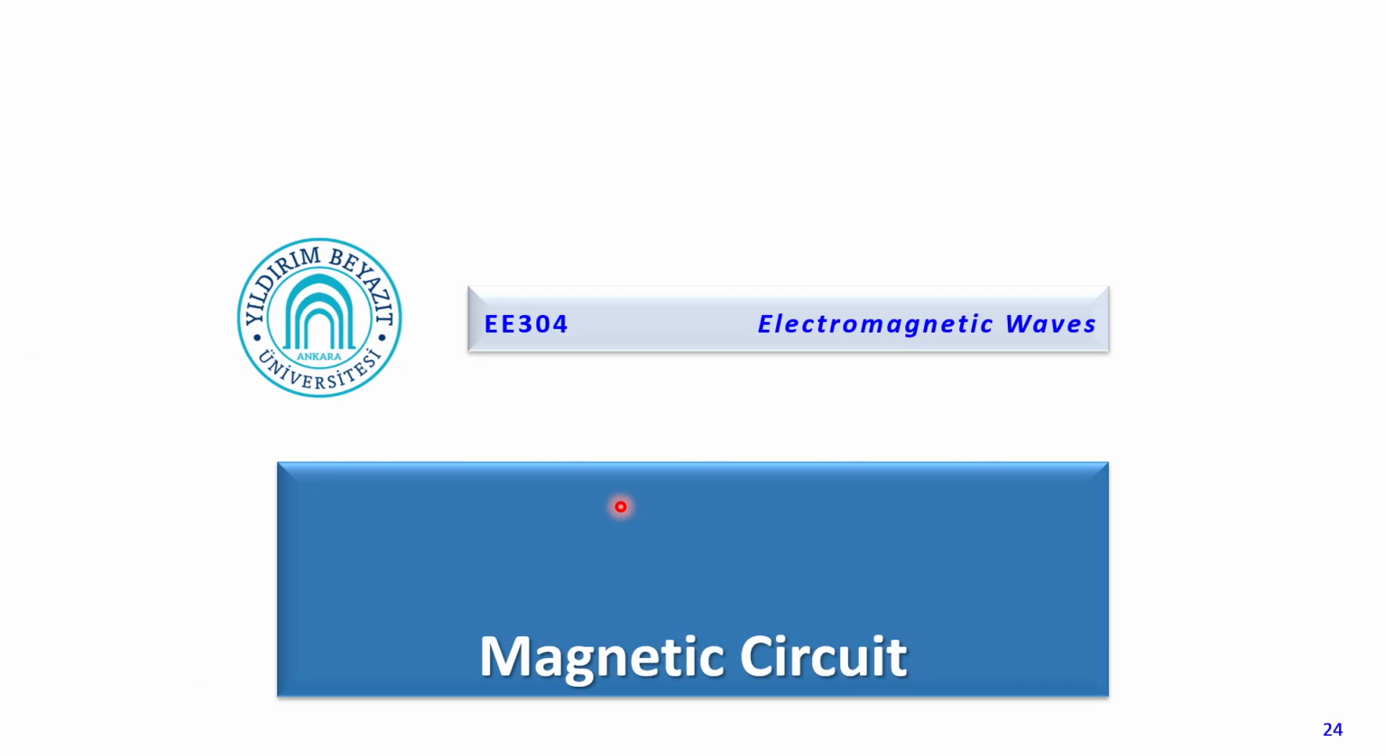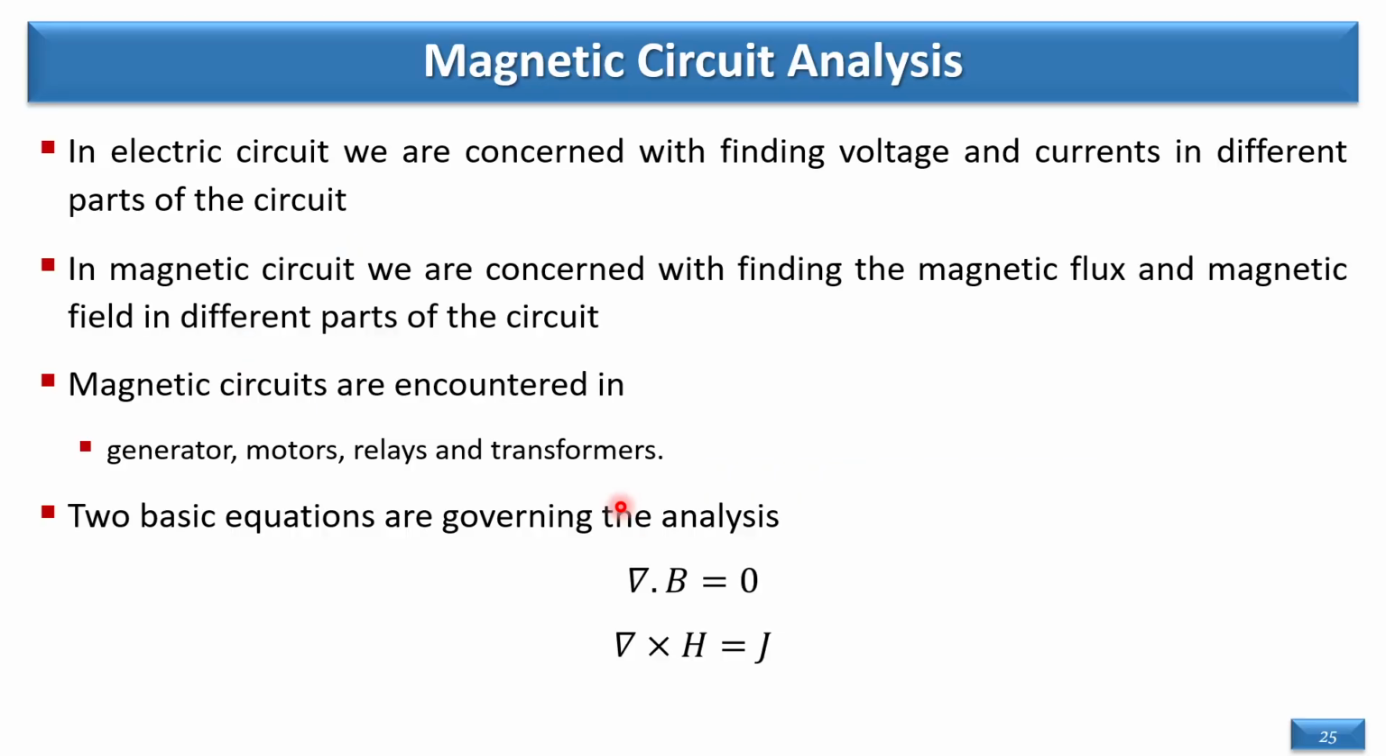In this part of the lecture, we're going to talk about magnetic circuits, which are something in analogy to electric circuits. In electric circuits, we are concerned with finding voltage and current in different parts of the circuit. In magnetic circuits, we will be concerned with finding the magnetic flux B or phi in different parts of the circuit. Magnetic circuits, as we're going to see, are related to generators, motors, and transformers.